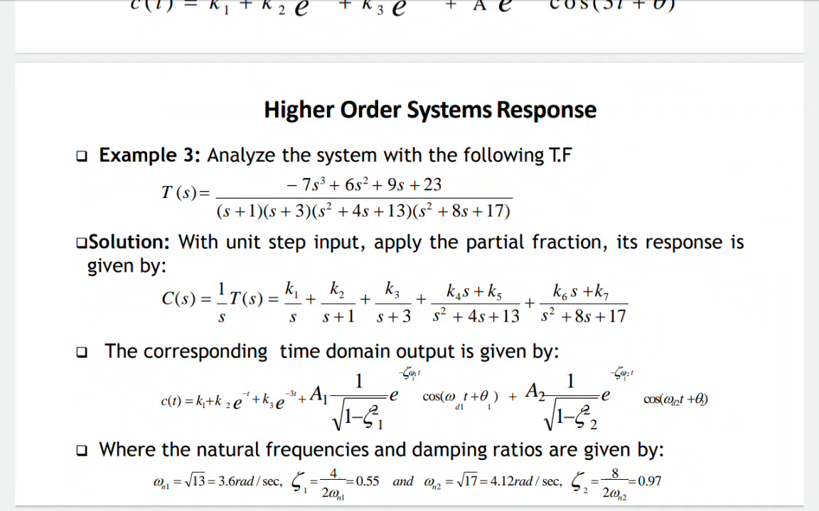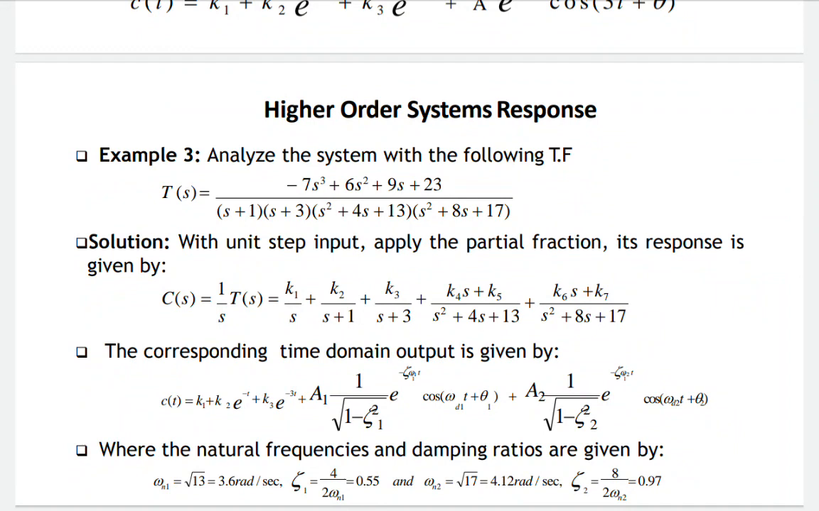So C of s is nothing but 1 by s into T of s, and with the help of the partial fraction concept, we can equivalently represent that as k1 by s plus k2 by s plus 1 plus k3 by s plus 3 plus (k4 s plus k5) by (s square plus 4s plus 13) plus (k6 s plus k7) divided by (s square plus 8s plus 17).